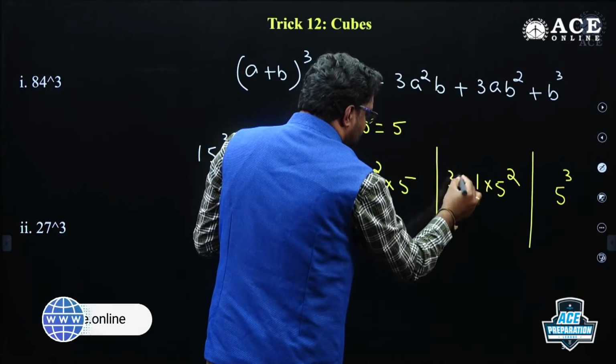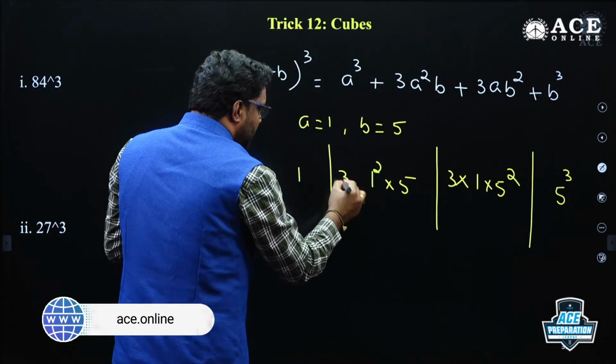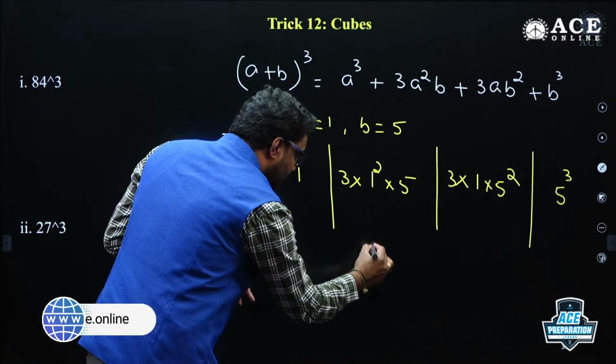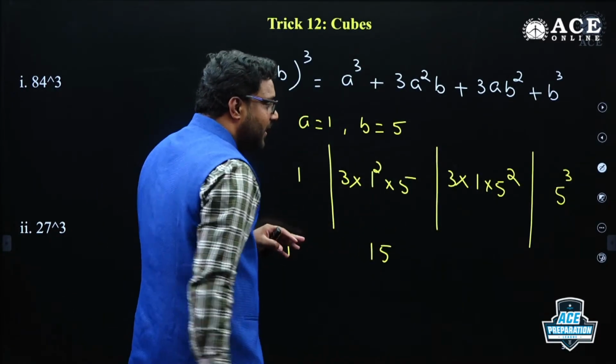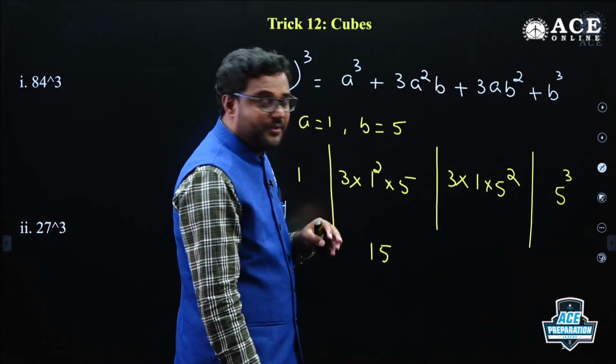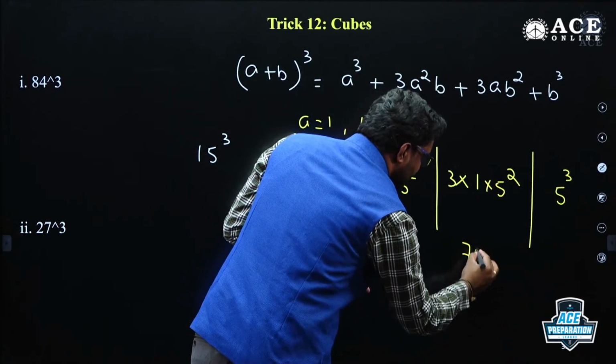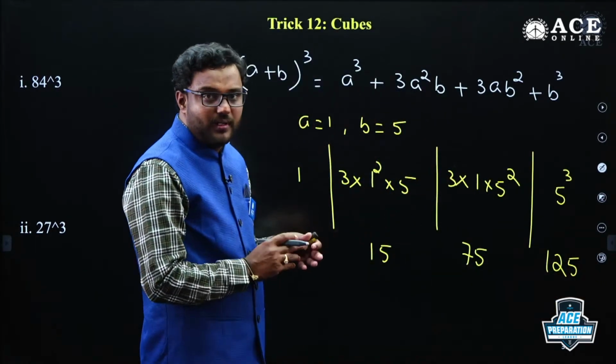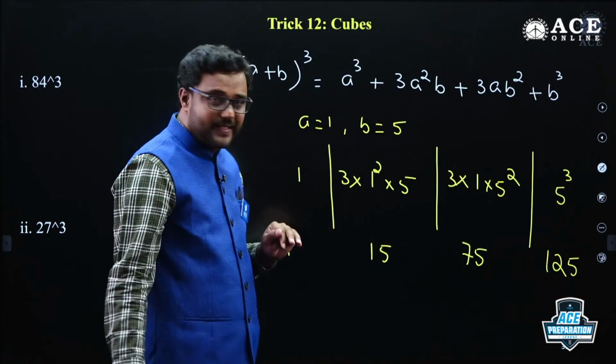This is 3 into 1 here, fine. Here 15, okay. Here 25 into 3, 75. Here 125, sir. The method you can apply for cube is this.